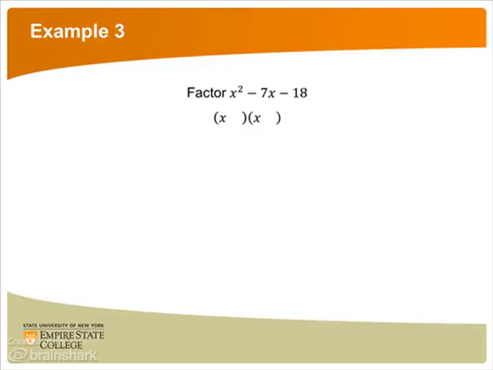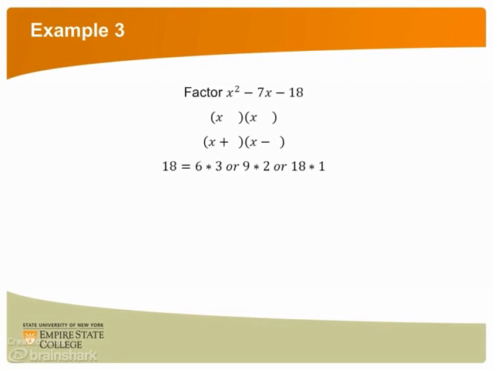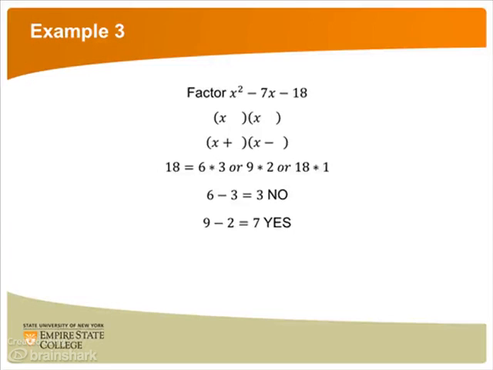Suppose we want to factor x squared minus 7x minus 18. Split the x squared. The minus 18 at the end means we put a plus and a minus in the parentheses. Factor the 18. Our options are 6 and 3, 9 and 2, or 18 and 1. Because we had a minus 18, we subtract the factors to try to match the 7. 6 minus 3 is 3, so that pair is out. 9 minus 2 gives us the desired 7.